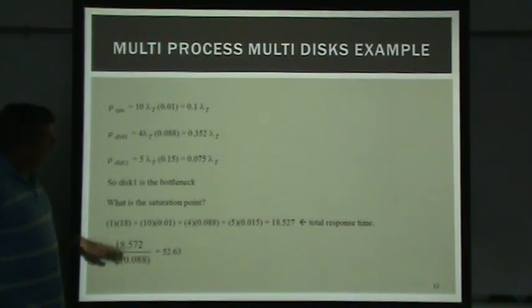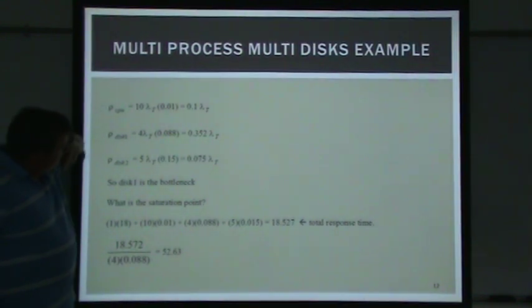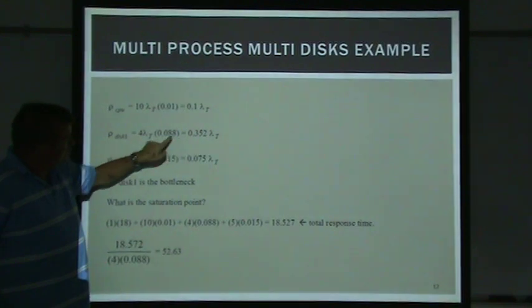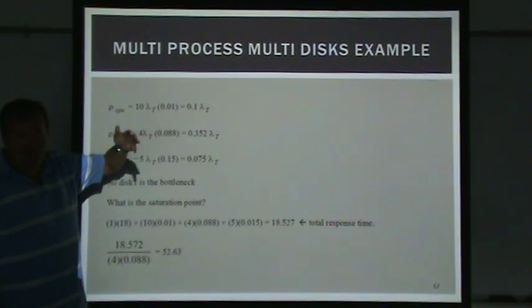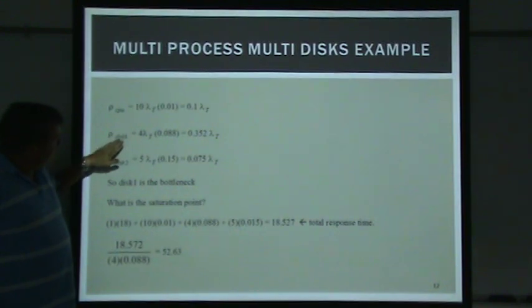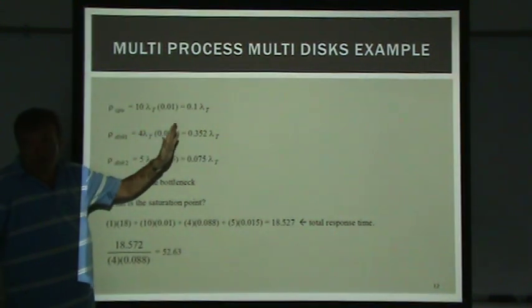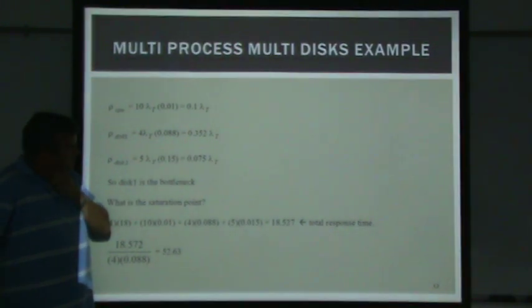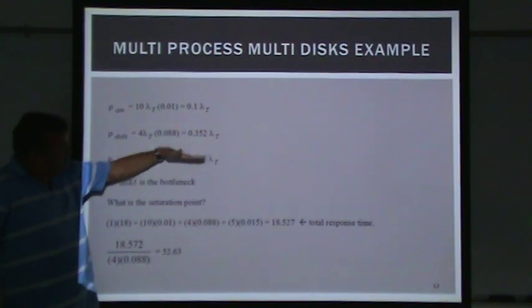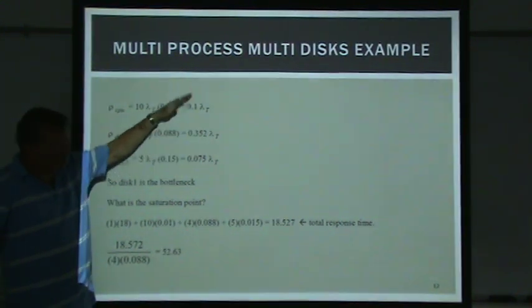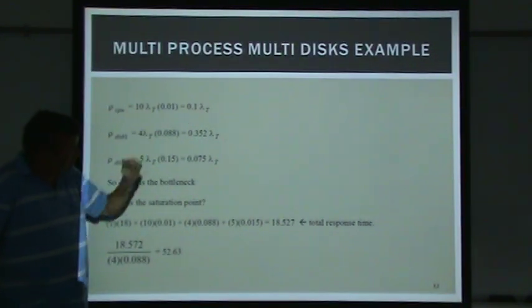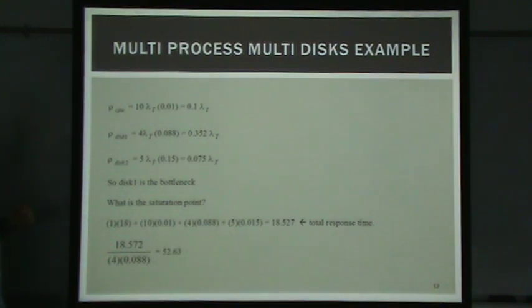If it was 1 per second, the utilization of the CPU would be 1/10 times 1, so the CPU would be in operation 10% of the time. Disk 1 would be in operation 35% of the time, and disk 2 would be in operation 0.075% of the time. If we went to a rate of 2 per second, all of these rates would double. Right?